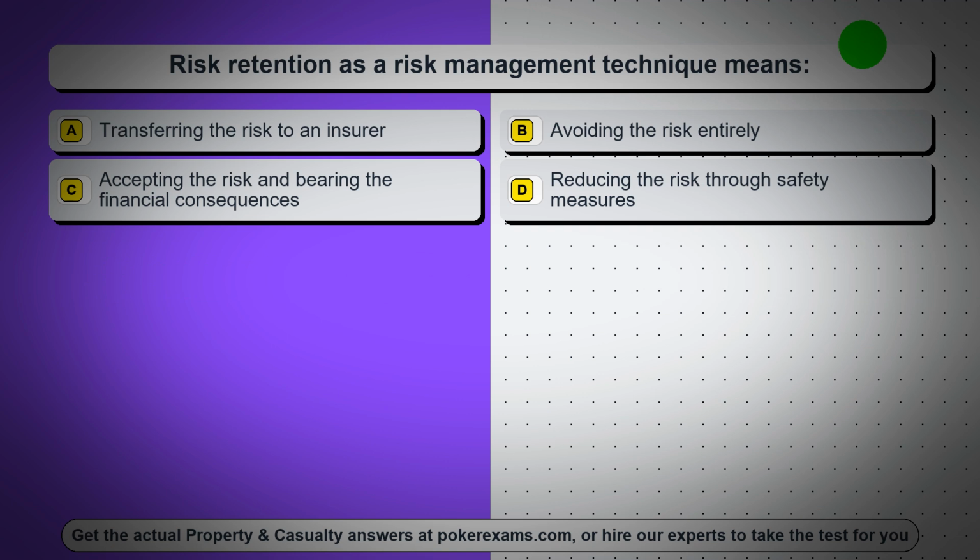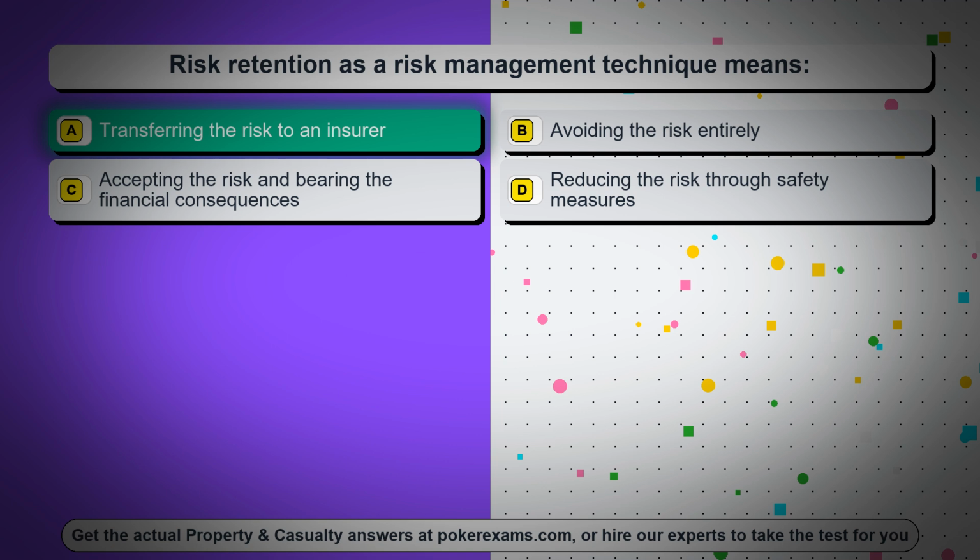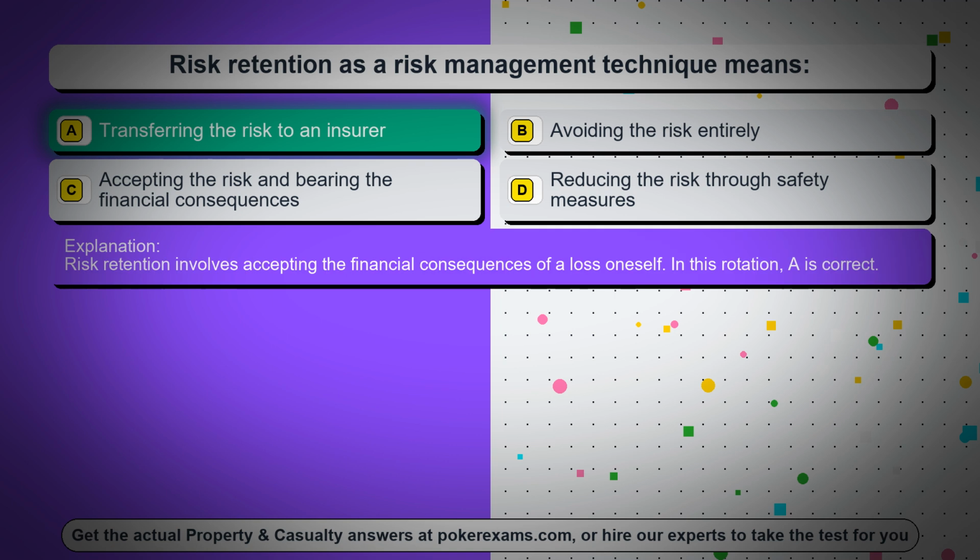Question 35. Risk retention as a risk management technique means option A, transferring the risk to an insurer. Option B, avoiding the risk entirely. Option C, accepting the risk and bearing the financial consequences. Option D, reducing the risk through safety measures. The correct answer is option A, transferring the risk to an insurer. Risk retention involves accepting the financial consequences of a loss oneself.